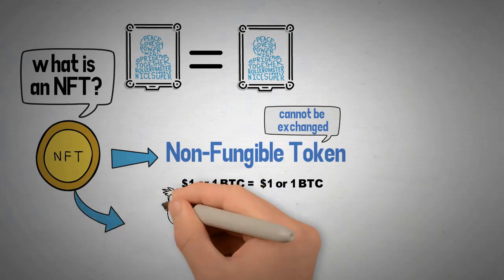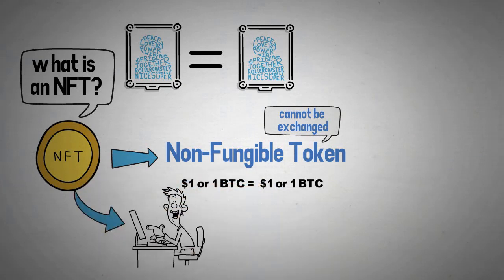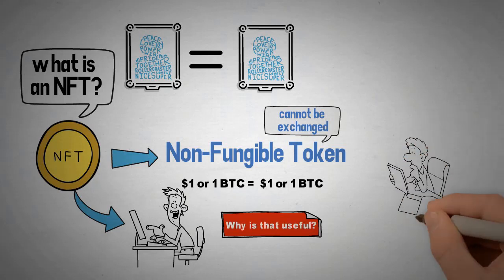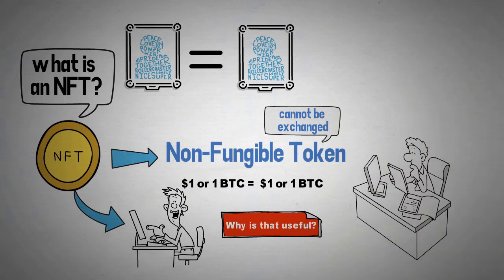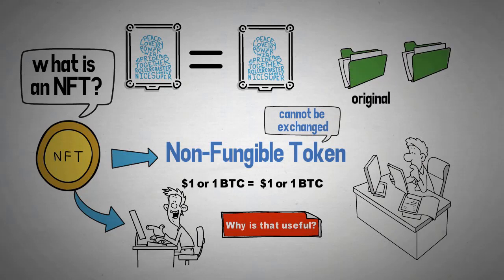NFT are tokens that live on the blockchain and represent ownership of unique items. Why is that useful? Well, tracking who owns a digital file is tricky because it can be copied and distributed effortlessly. So how can you prove who's the original owner when everyone has an identical copy of the file? An NFT solved this problem.